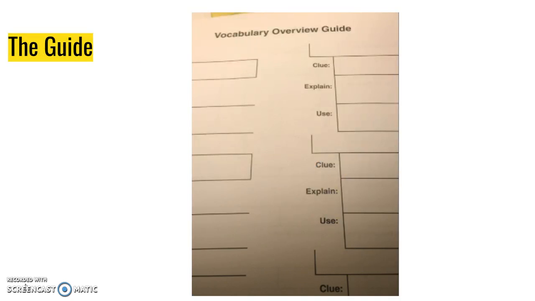I would use the Vocabulary Overview Guide. The guide would allow the students to look in the music to see if there are any symbols relating to the word, and that can be used as a clue. Then they can look up the definition to put in the Explain section. Finally, they could describe how they would implement the word into how they play their instrument in the Use section.